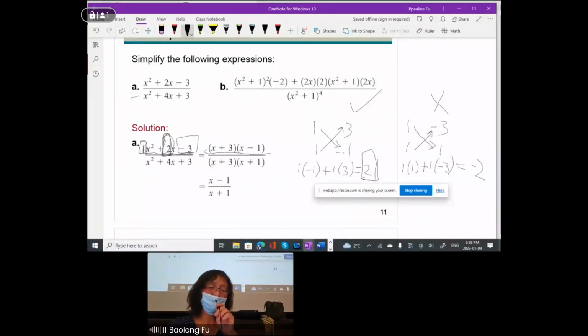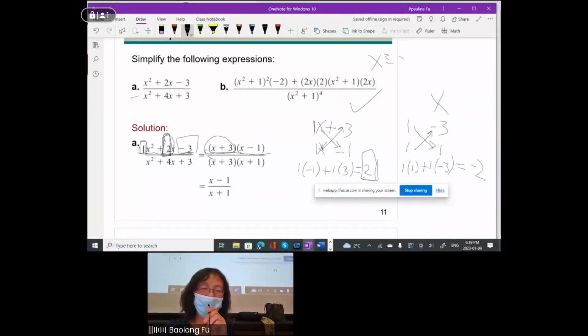When this option is correct, you just add x here, add x here. So the result is 1x. Oh no, x, not x here. So you just put x here. So the result is x plus 3 times x minus 1. Did you see this? Okay, how do you work this out? So this one won't work. But if I give you another expression, x squared minus 2x minus 3, I ask you to factor this.